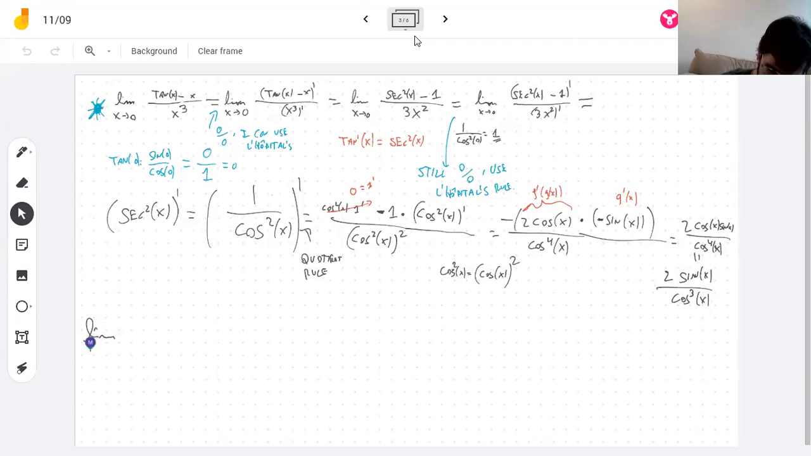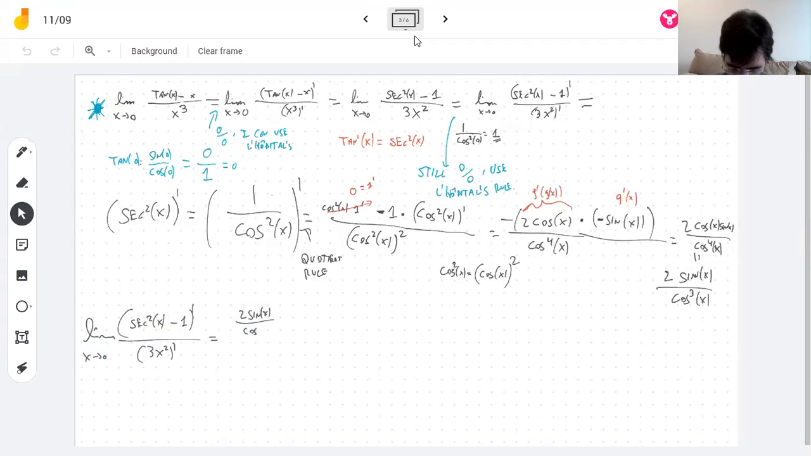where we were is that we had to take the derivative of the top and the bottom. And I just took the complicated derivative. And I got 2 sine x divided by cosine cubed x minus 0. Oh, I forgot to write the limit. The limit as x approaches 0. And then the derivative of the denominator is 6x.